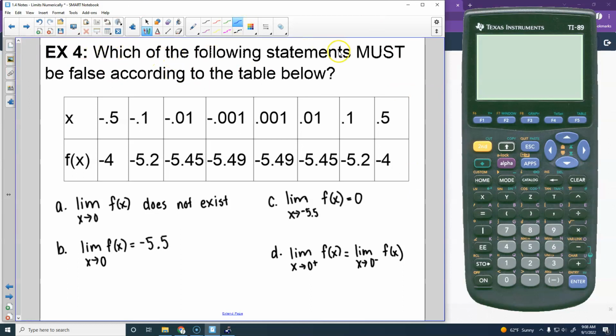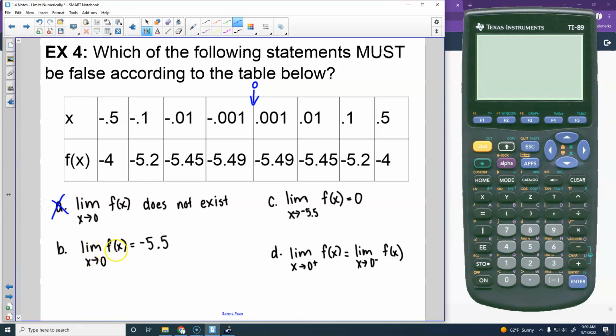All right, which of the following statements must be false according to the table below? All right, so limit as x approaches 0 of f of x does not exist. So let's find 0, of course, that would fall right here. That's where we're looking. Do we have a limit that does not exist? For sure. We can't say that it must be false. It is possible that it is false, but we can't say that.